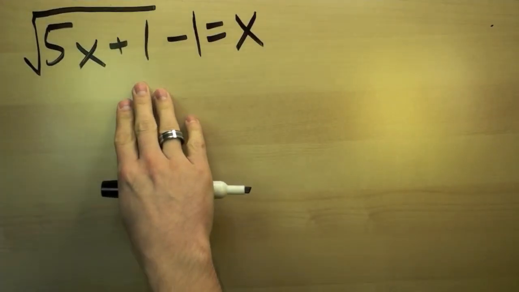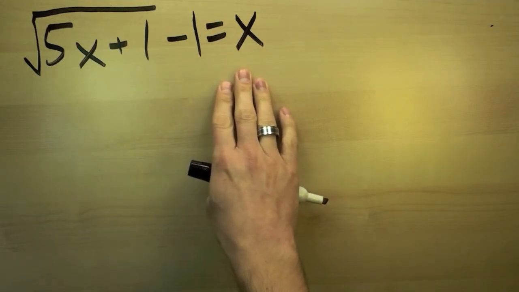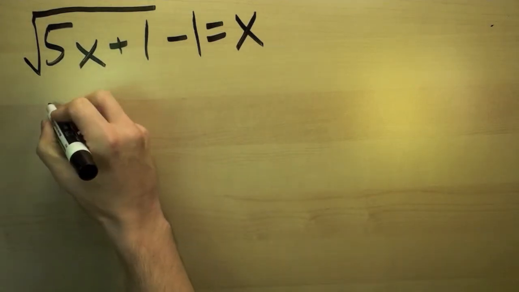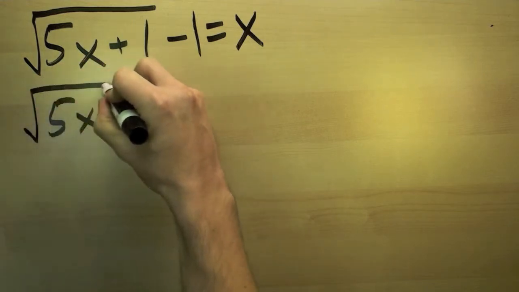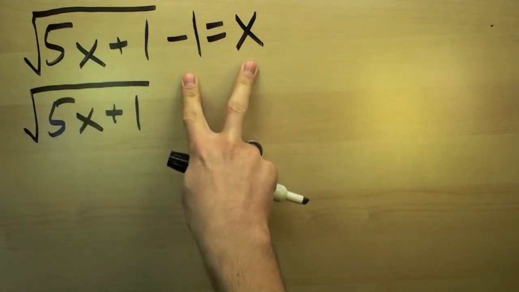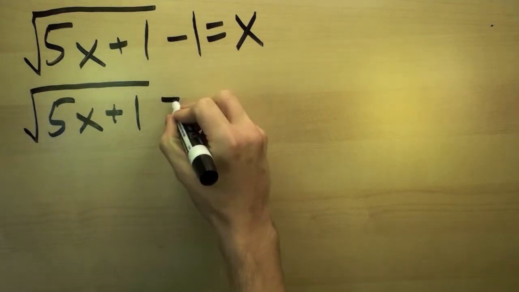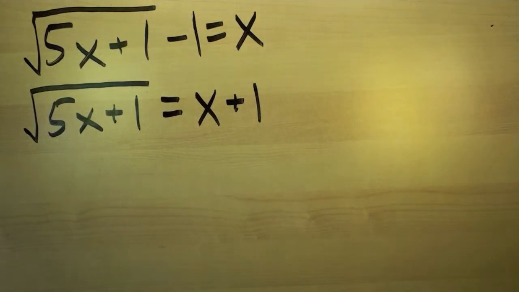Now let's look at the square root of 5x plus 1 minus 1 equals x. In this case, we need to first isolate the square root, giving us the square root of 5x plus 1. And we need to add 1 to both sides of the equation. So the 1's going to cancel over here, giving us equals x plus 1.